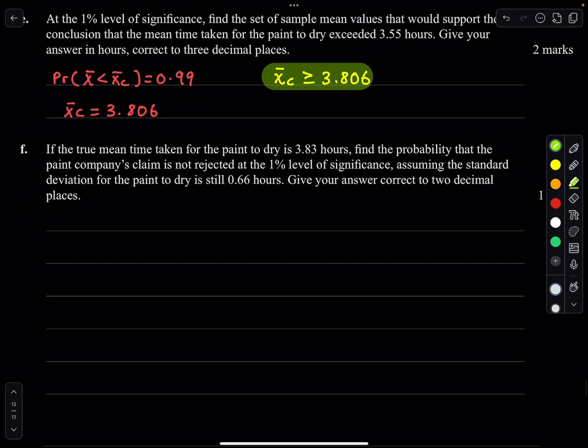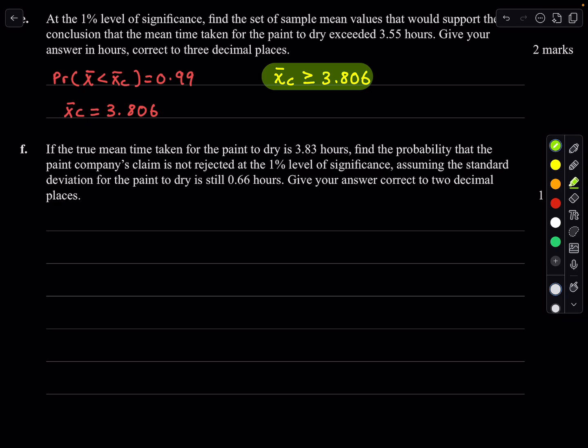Fine. So if the true mean time taken for the paint to dry is 3.83, now we have another mean. Find the probability that the paint company's claim is not rejected now, at the 1% level of significance, assuming that the standard deviation for the sample to dry is still 0.11 hours. Give your answer correct to 2 decimal places.